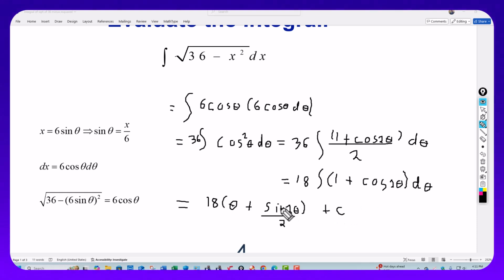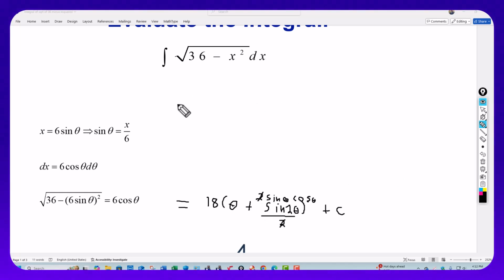Now sine of 2 theta, we can simplify that. Again, using a trig identity, this will be 2 sine theta cosine theta. And the 2's here will cancel, a 2 here and a 2 here. So let me continue up here. From here, I'm going up here. Still got the 18 there.